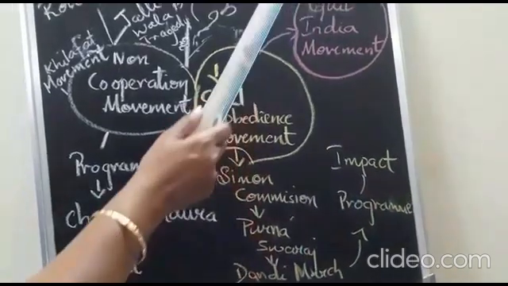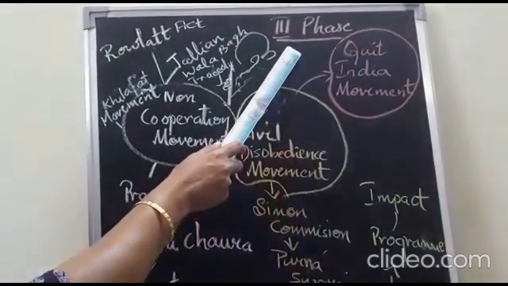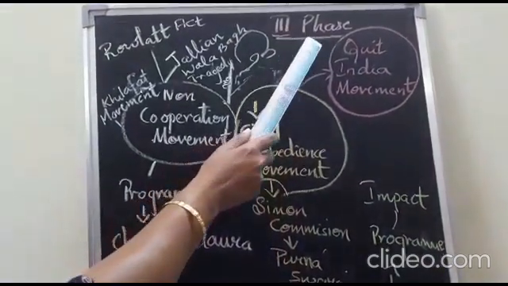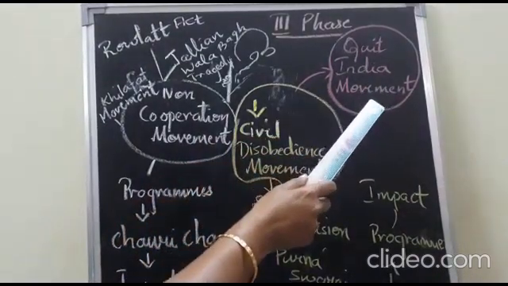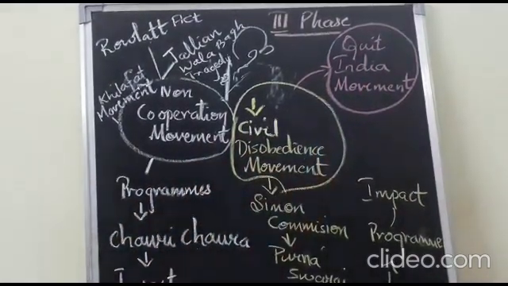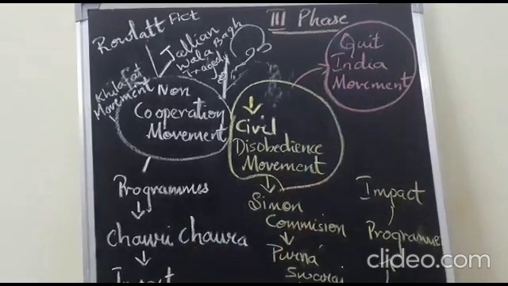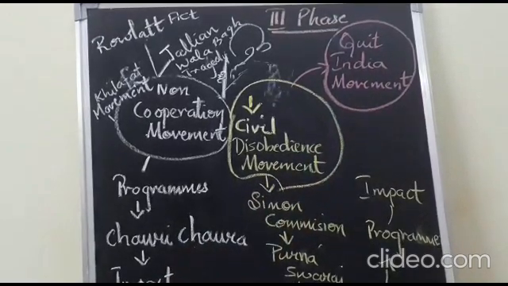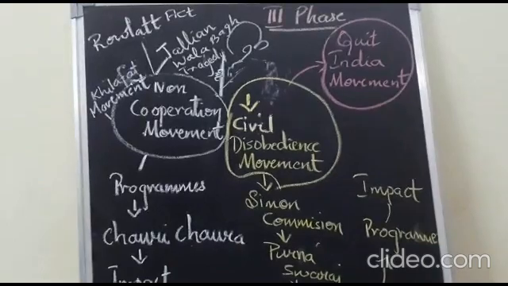And now we are still continuing with the third chapter. Today we shall learn about the Quit India movement, which took place in the year 1942. I'm sure you would understand and you would have read all this.